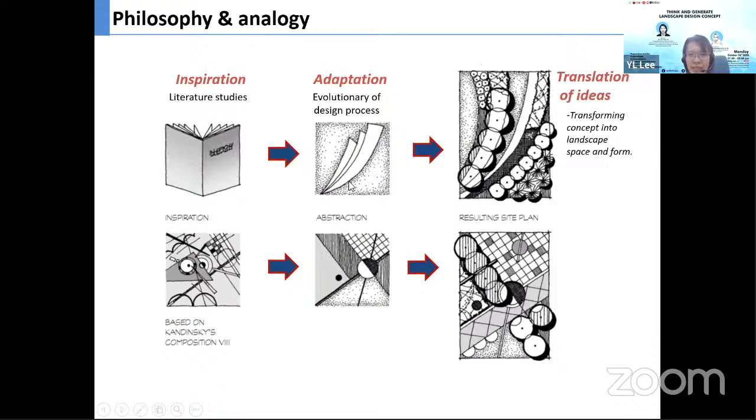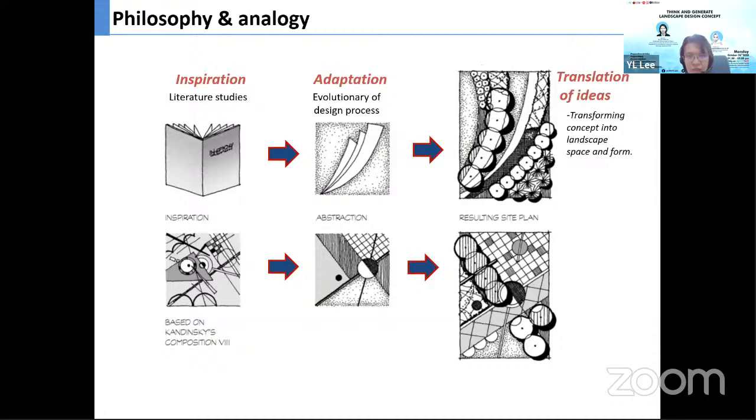Secondly, once you understand the idea of the philosophy, you will put it into translation. The idea will start to evolve and change. So in the process you slowly transfer it, and then put it into the idea. The transformation of the concept you will relate to space and form. This is how we do it in landscape, and I think it is the same in architecture as well.